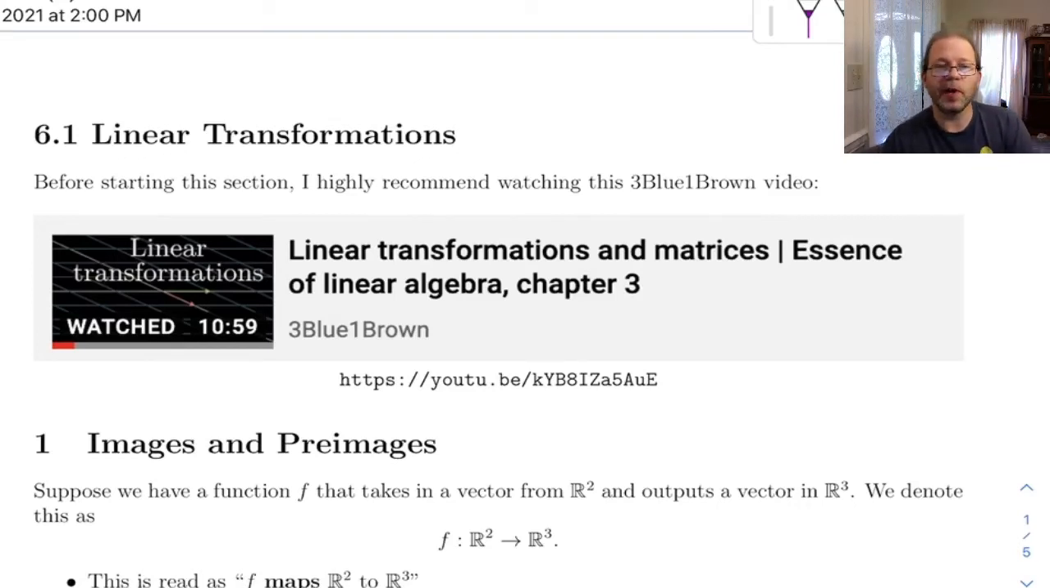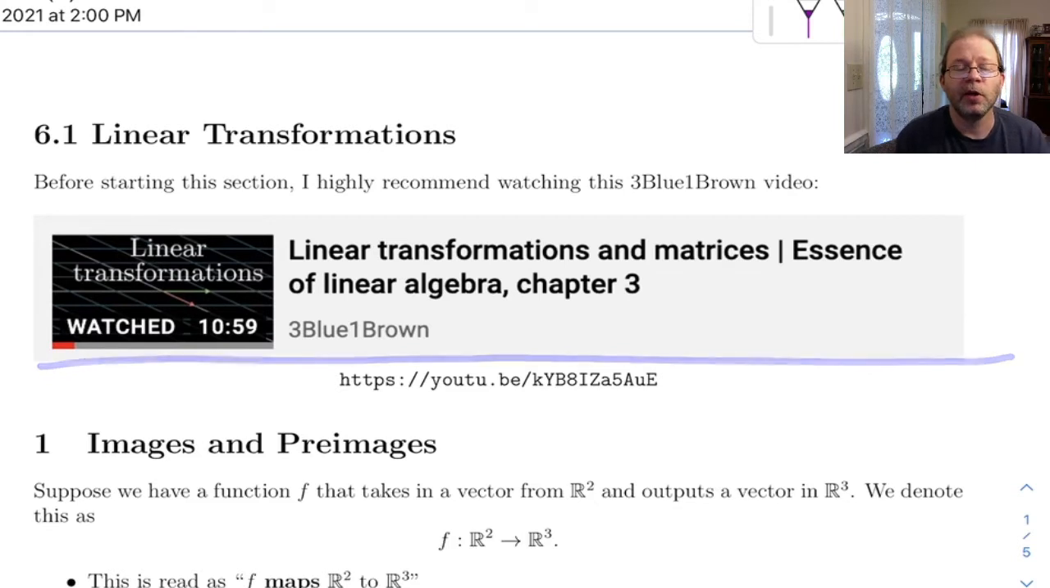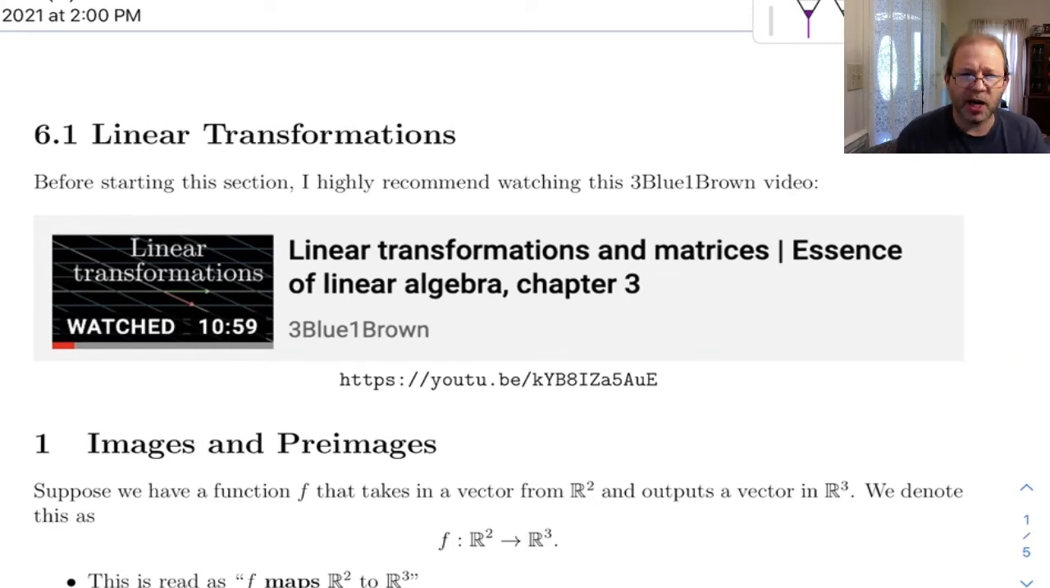Today we're going to start talking about linear transformations. Before you watch the rest of this video, if you haven't already watched it, I highly recommend watching this video here from 3 Blue 1 Brown. In this video, he does a really good job of explaining what linear transformations are, and he does it with some really nice graphics and visualizations. So that's 11 minutes well spent.